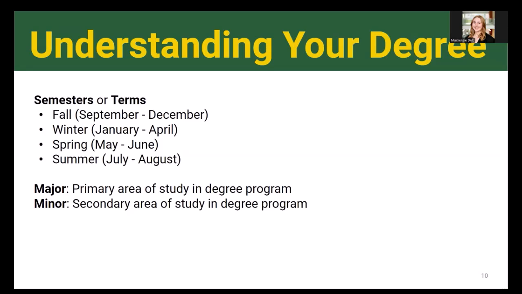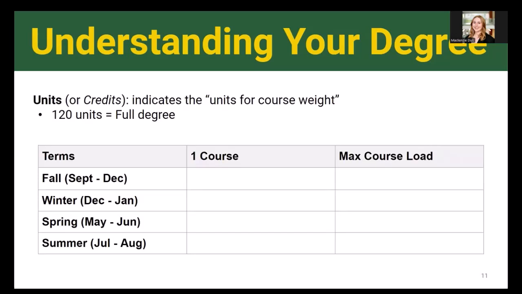There are majors that you would have selected when you applied to the Bachelor of Commerce program, and this is just the primary area of study in your degree program. Similarly, there are minors that are optional to add to your degree program, and these are secondary areas of study. Units or credits indicate the course weight. So 120 units or 120 credits is equal to a full degree.